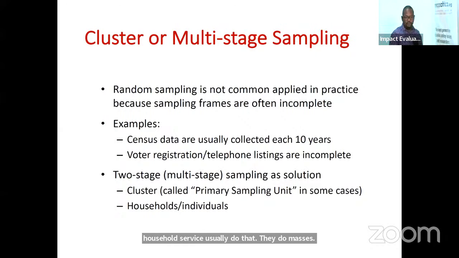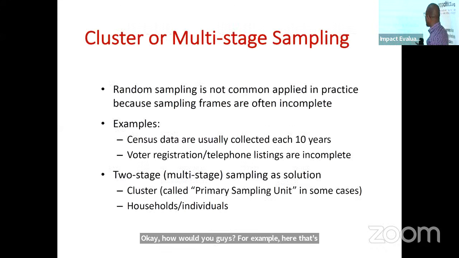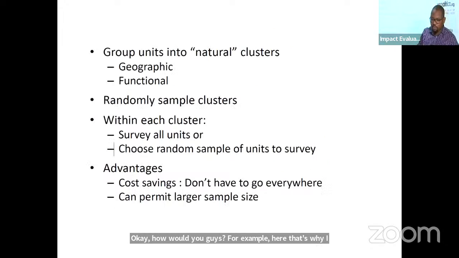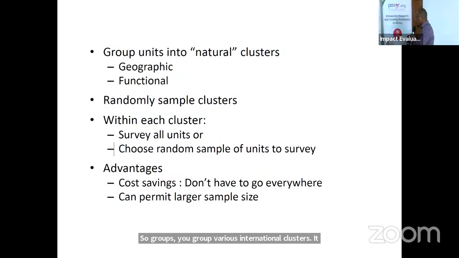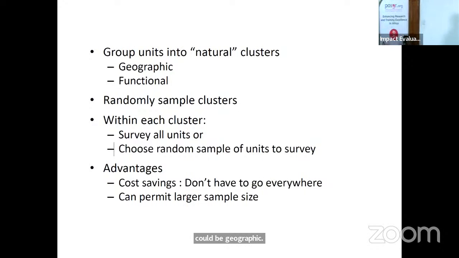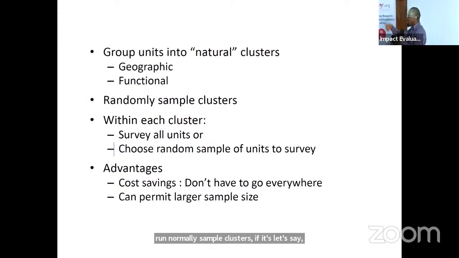Are we together? That's why I was talking about clusters, geographical units. You group units into natural clusters. It could be geographic, it could be what? Functional. And then you randomly sample clusters. If it's, let's say, districts, you randomly draw and say county 1, 2, 3. There are 47. You randomly select counties, and then within each cluster, you survey all units, or you choose a random sample of units to survey within each cluster.